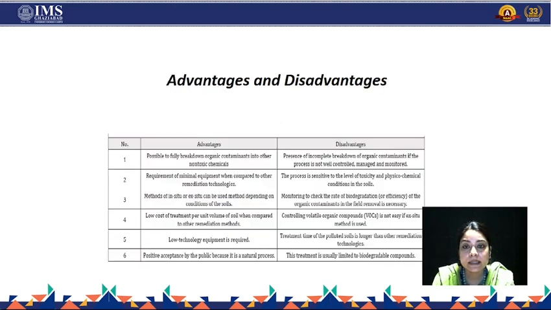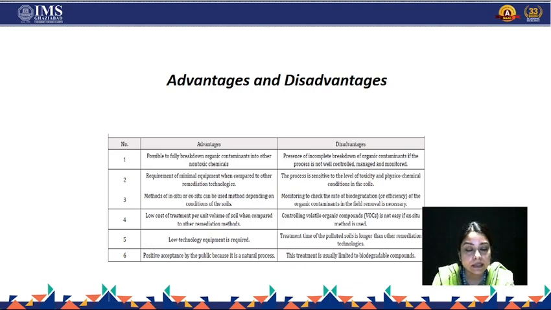Now, advantages and the disadvantages. Bioremediation has many advantages. First, it can easily break down organic pollutants into a less toxic form. It is an eco-friendly approach, and it requires very little technology or equipment. And lastly, it is positively accepted by the public because it is a natural process.